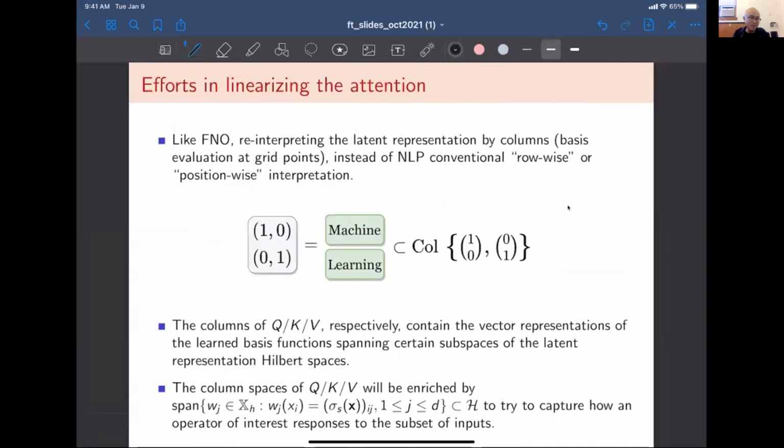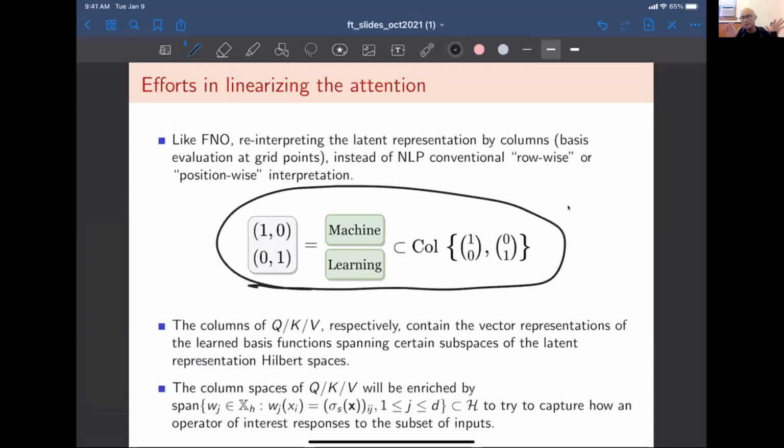However, when I viewed this linearization, I got super excited because why not take the row-wise view of this latent representation. For example, in natural language processing, they have some token for this word, and this token is embedded in some high dimensional space, say 512. Here it's a simplification of it. And then it is embedded to another feature vector.